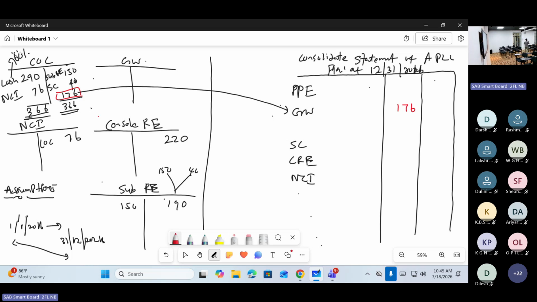176 goodwill. The same activity we did, we are repeating here, right? Consideration, net asset at the acquisition date, NCI fair value, calculate the goodwill.